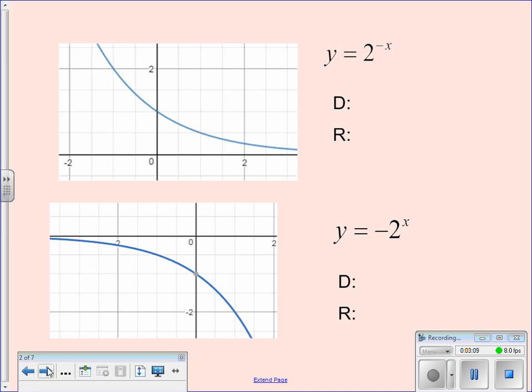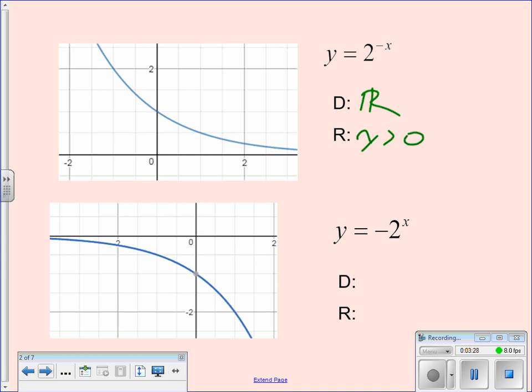Okay. So if we make minor changes, you want something that is decreasing left to right rather than increasing left to right. You make the exponent negative. Once again, the domain is still the same. All reals. My range is still the same in this one, greater than 0.